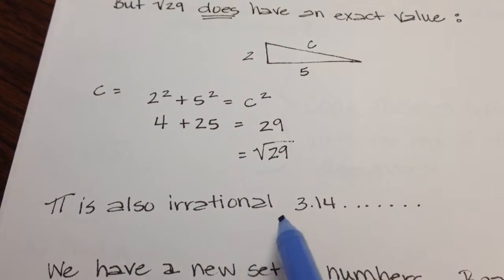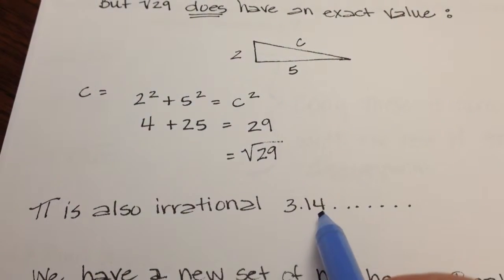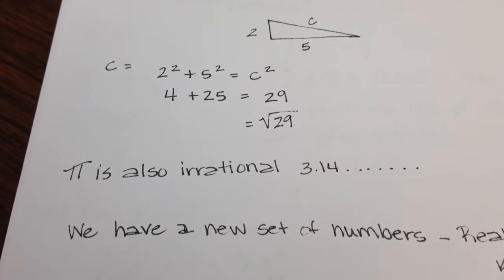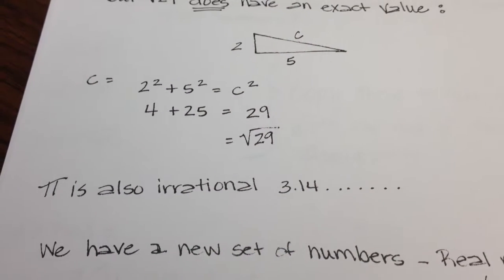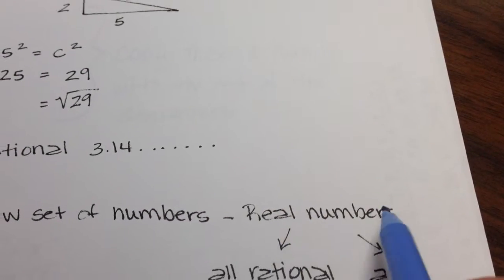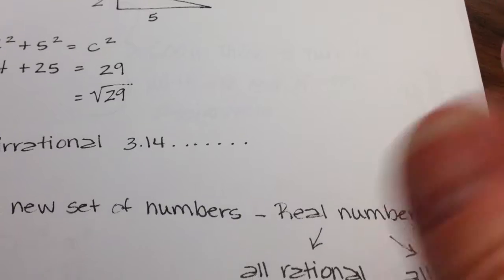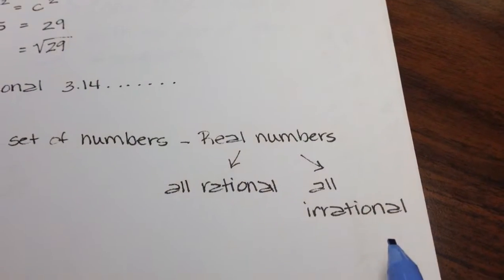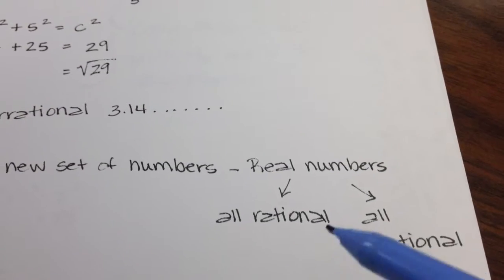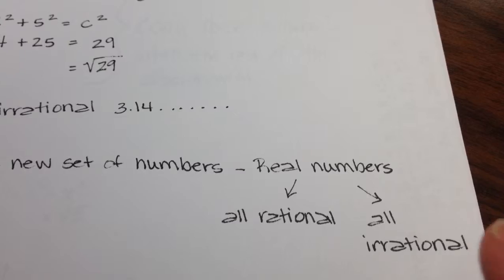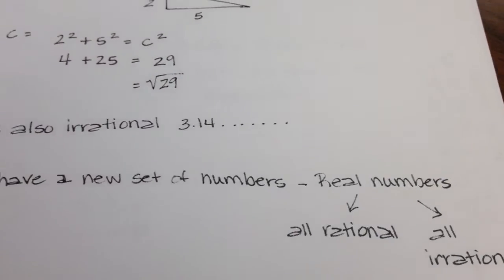Pi is also an irrational number. 3.14 goes on and on and on. So guess what? We are welcoming a new member to our set of numbers. It's called real numbers. That's the top dog. It includes all rational numbers and all irrational numbers. Remember, we have integers, whole numbers, counting numbers. Here's the top dog, real numbers. It covers all rational and irrational.